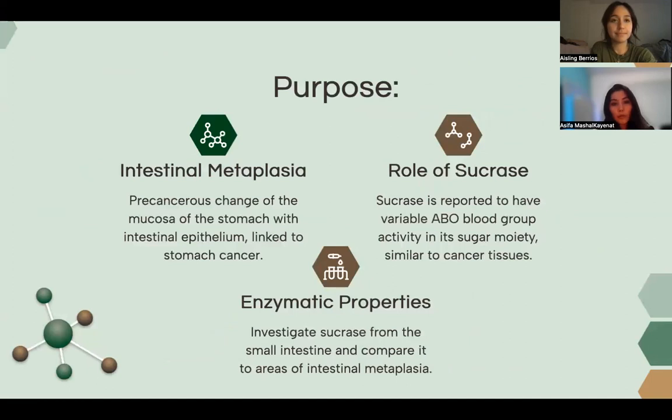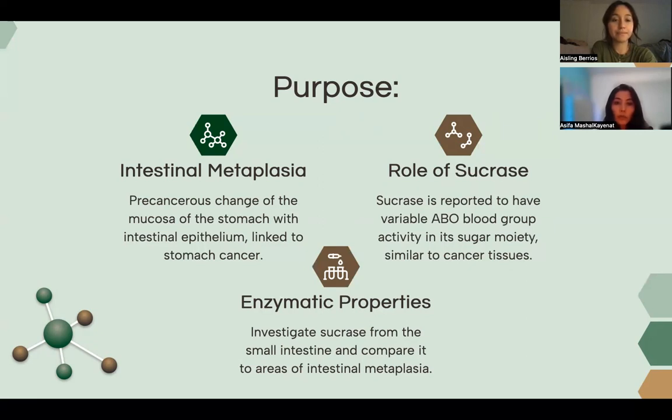So, what was the purpose of this study? Intestinal metaplasia is a condition involving the precancerous change of the mucosa of the stomach with intestinal epithelium and is linked to stomach cancer. Sucrase, an enzyme involved in digestion, is actually found to have variable ABO blood group activity, and its sugar moiety is similar to cancer tissues.